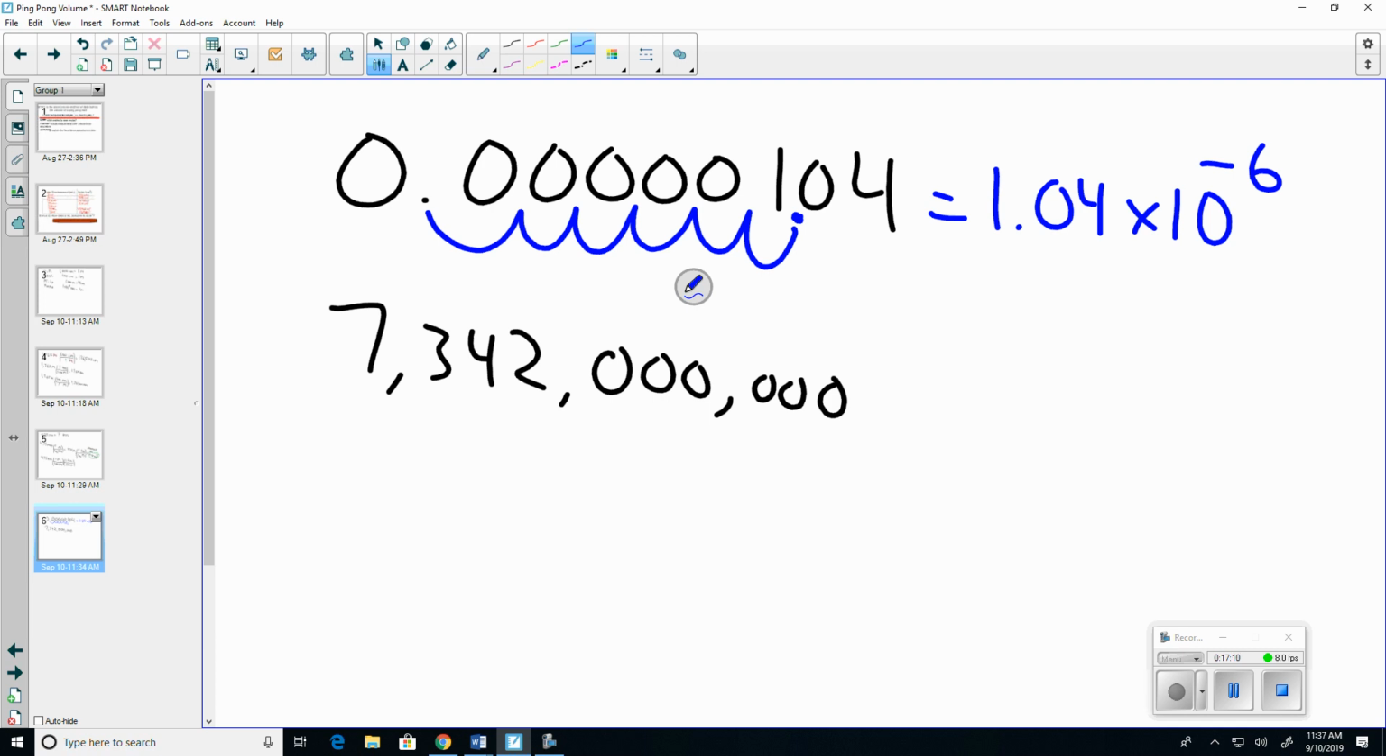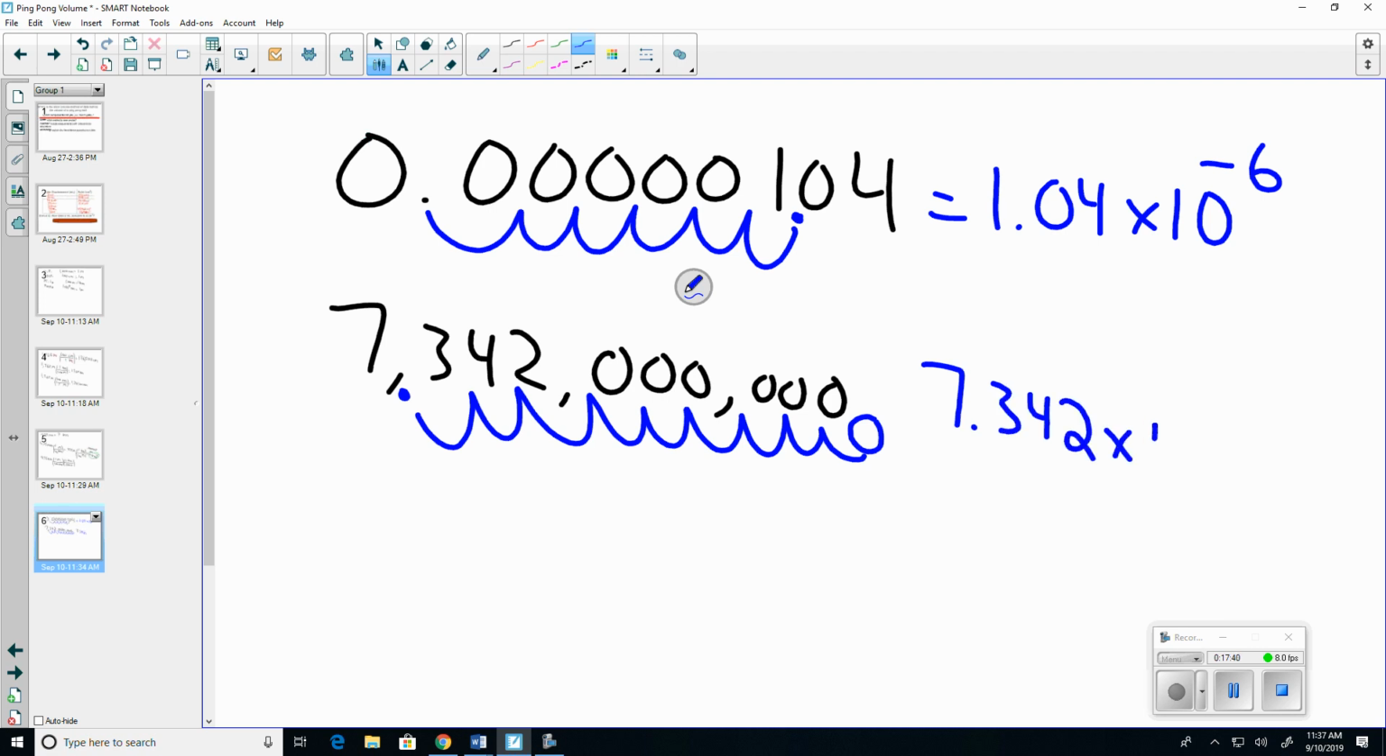The second one is a big number. Now granted, there is no decimal right now, but we know it's at the end of that problem. And if we were to put a decimal to make this a number between 1 and 10, we'd put it right after the 7. 7.342. So how many times do I move my decimal? 1, 2, 3, 4, 5, 6, 7, 8, 9 times. 7.342 times 10 to the 9.